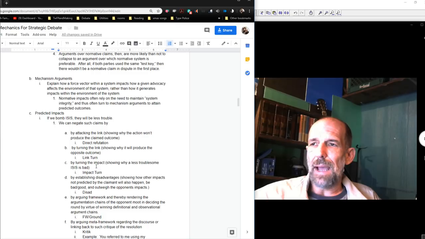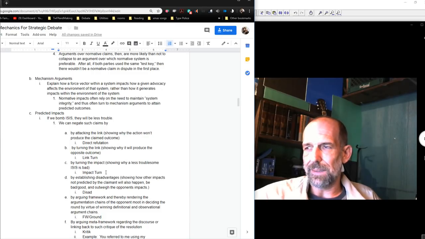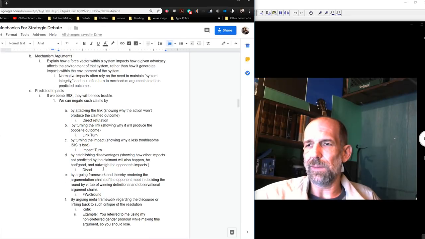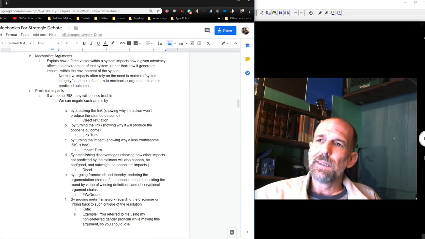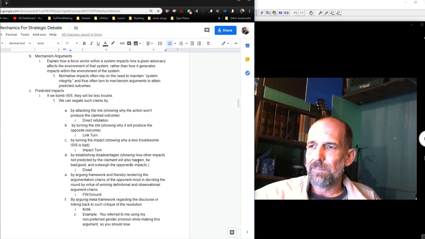You can turn the impact, show why a less troublesome ISIS is actually a bad thing. This is an impact turn, if you show like somehow the U.S. benefits from chaos in the Middle East or whatever. By establishing disadvantages, showing how other impacts not predicted by the claimant will also happen, be good or bad, and outweigh the opponent's impacts. So, well, yeah, it may make them less trouble to us, but it will cause them to destroy all of Western Europe, so we shouldn't do it anyway.